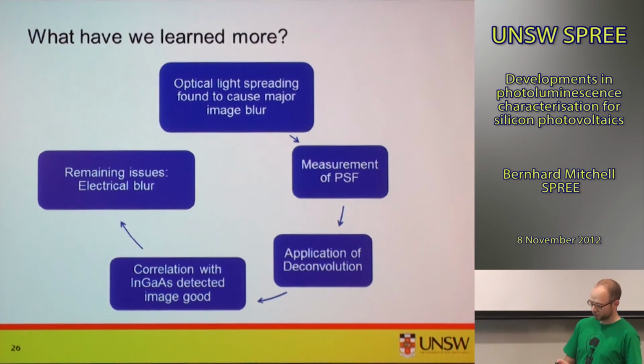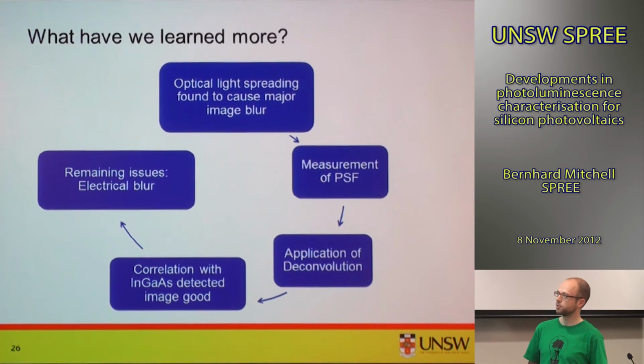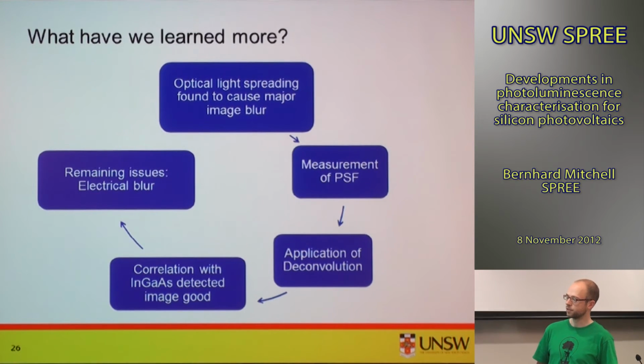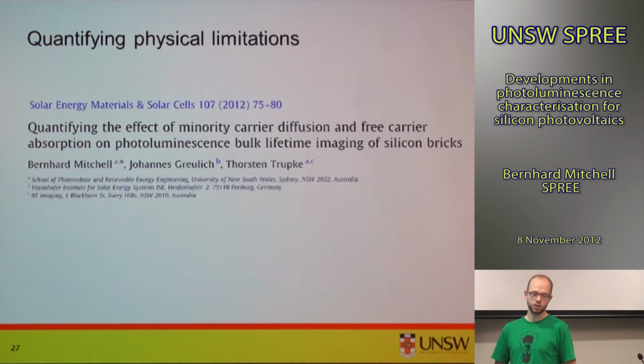Again, I want to remind us what we've learned so far. We have optical light spreading found to cause a major image blur in the silicon images. We measured the point spread of these, and we applied a deconvolution. The resulting correlation with the InGaAs camera's image is good, and the remaining issue is the electrical blur. And that's what I want to discuss next: quantifying at least one physical limitation of this technique. I look at the effect of minority carrier diffusion and of free carrier absorption.